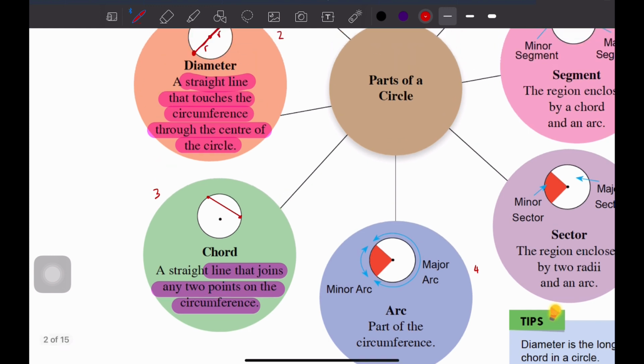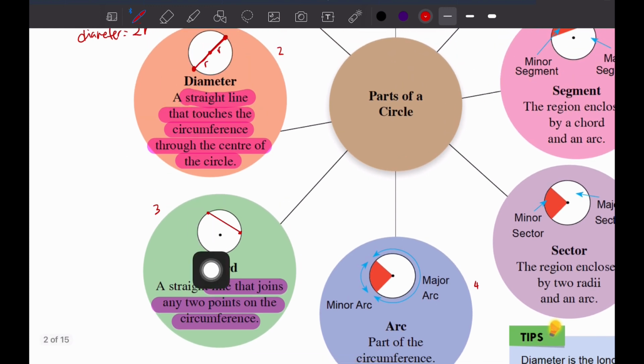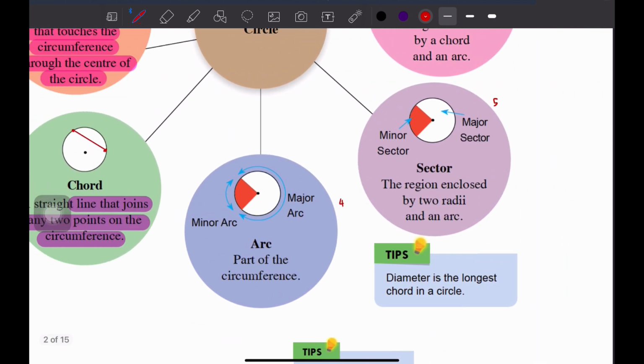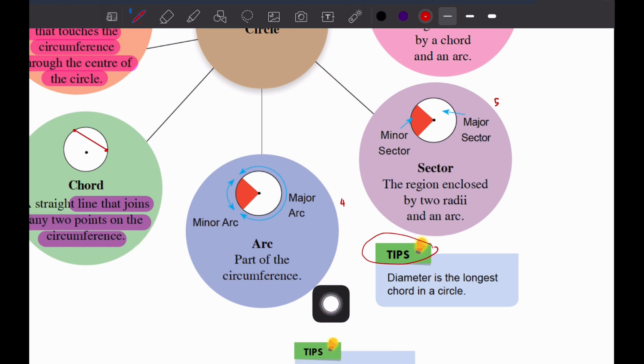So what is the relationship between diameter and chord? Actually diameter is also a chord, where it fulfils the condition of a chord. When we have two points on the circumference and we connect them, that is a chord. So we know that diameter is also a type of chord. Here is a tip: diameter is the longest chord in a circle.